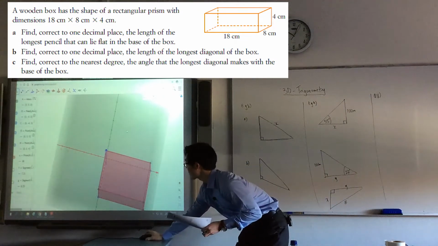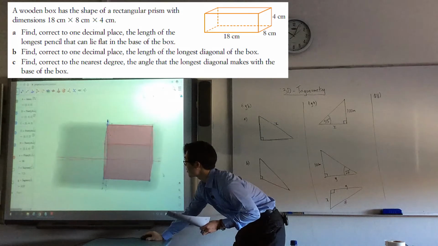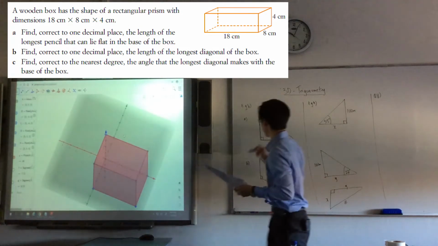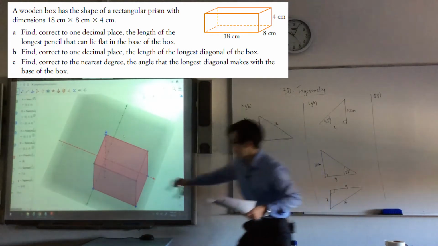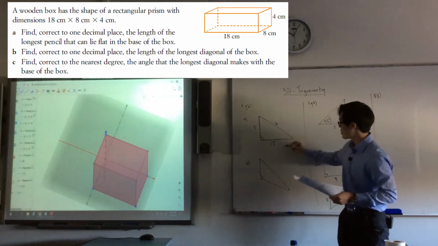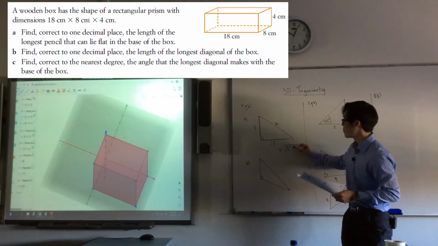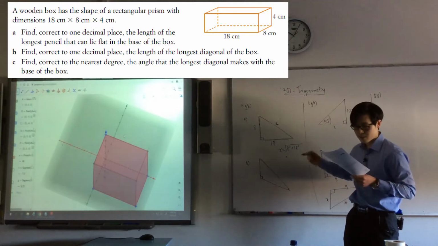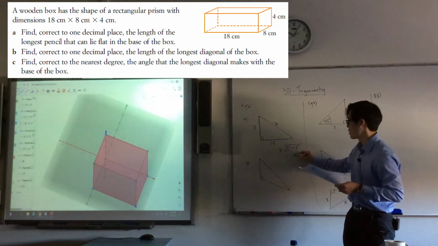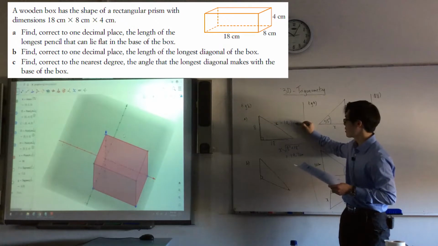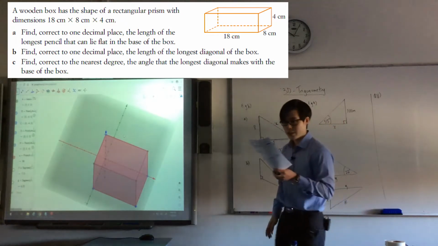Just going back to the diagram and the numbers given in front of you, what's the length of that side? And what is the length of the base there? 18. So x is equal to the square root of 8 squared plus 18 squared, because we're looking for the hypotenuse. If you put it in the calculator, it's on your answer sheet, it's 19.7. Make sense?